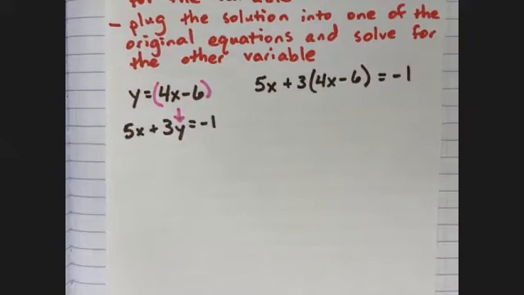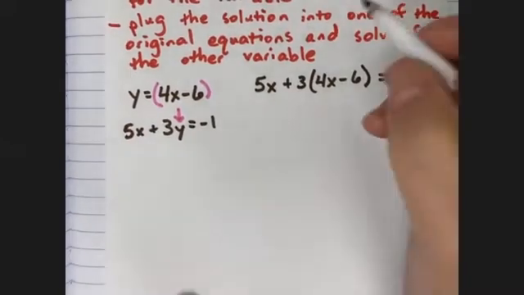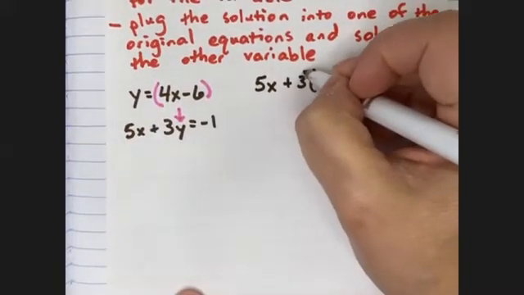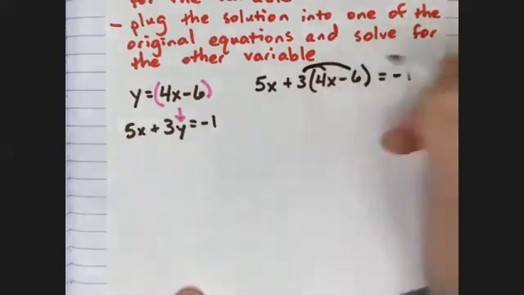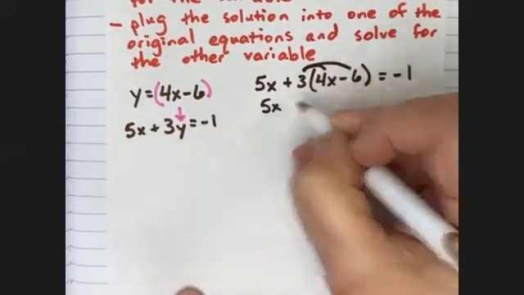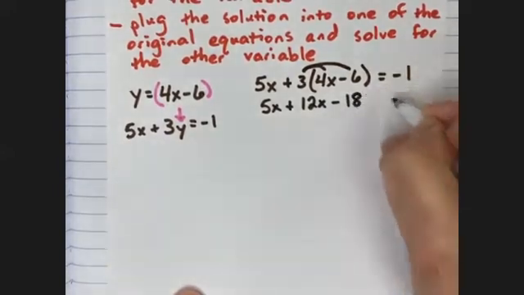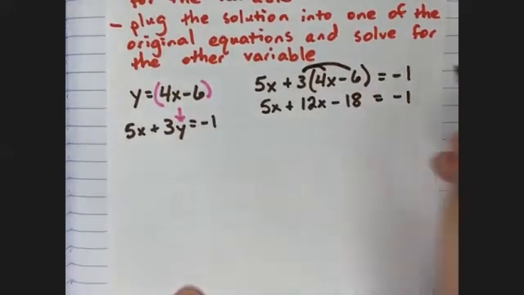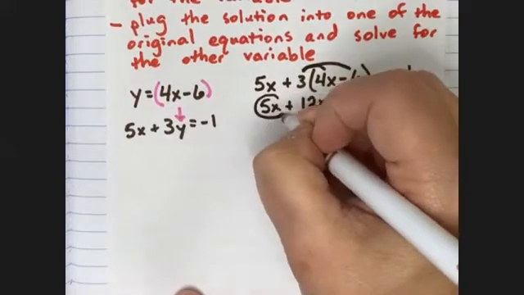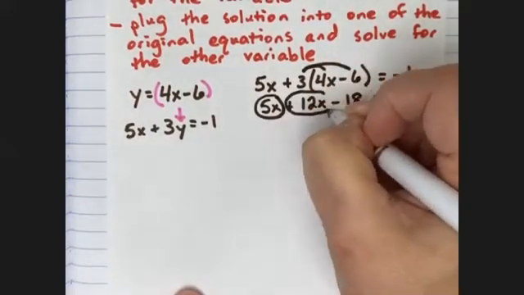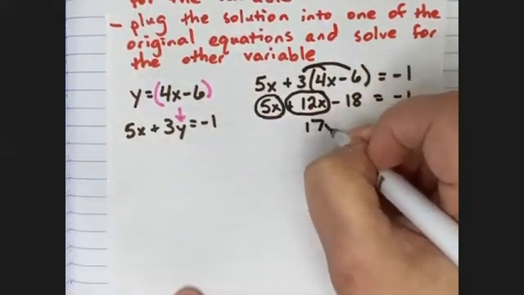Now, at this point, you could use y1, y2 on your calculator and get it to where you know what x is. So if you'd rather solve this that way, go ahead and do that. But I'm going to solve it by hand real quick. So I'm going to distribute. So I have 5x plus 12x minus 18 is -1. I'm going to combine my like terms. So 5x plus 12x is 17x.